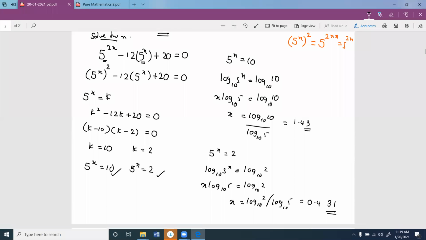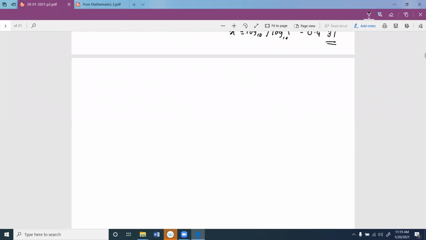We will go to another question. They might give a question like this: 3 to the power 2x plus 4 times 3 to the power x minus 6 is equal to 0. Initially, what you can do here is solve this equation as 3 to the power x, the whole thing squared. Same technique.